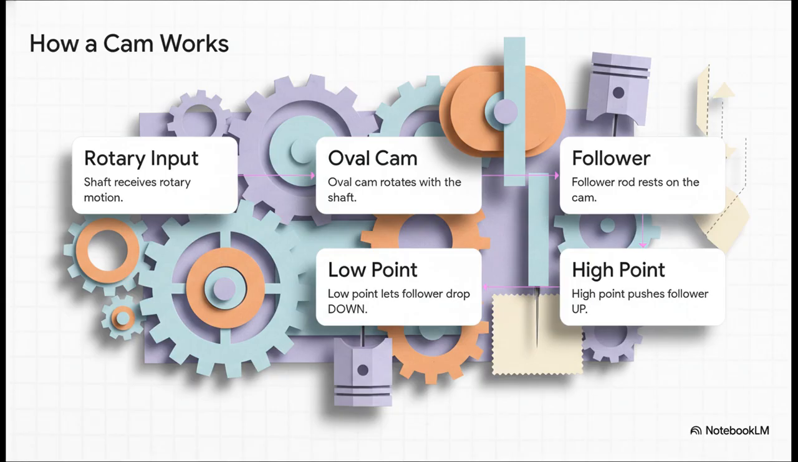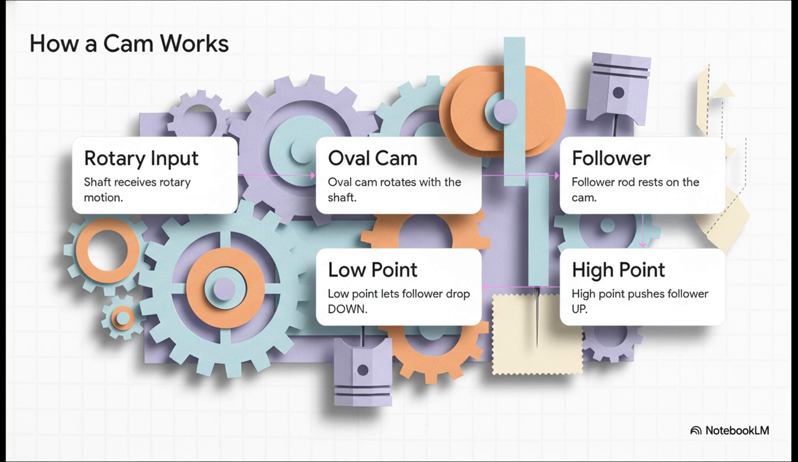A cam translates a spinning motion into an up and down motion. Here's exactly how it works, step by step. Number 1, a shaft gets a spinning or rotary motion from a motor. 2, the oval-shaped cam rotates right along with that shaft. 3, a straight rod, which we call a follower, rests right on top of the cam. 4, as the cam spins, the high, pointy end of that oval pushes the follower up. 5, when the flat, low point comes back around, the follower drops down.